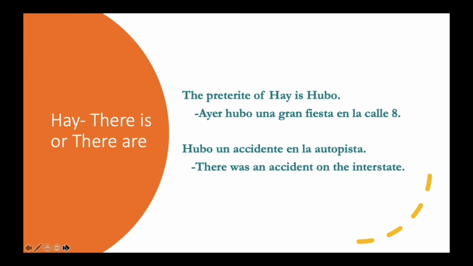And the last word that we're going to look at today is hay. Hay means there is or there are. And the preterite of hay is hubo. Ayer hubo una gran fiesta en la calle 8. Yesterday there was a big party on 8th Street. Hubo un accidente en la autopista. There was an accident on the interstate.